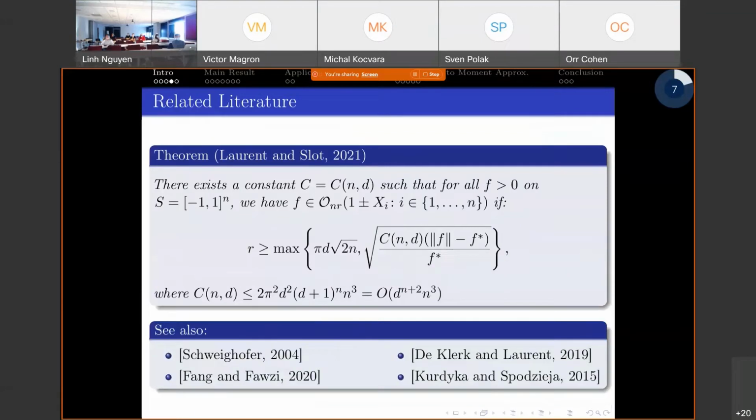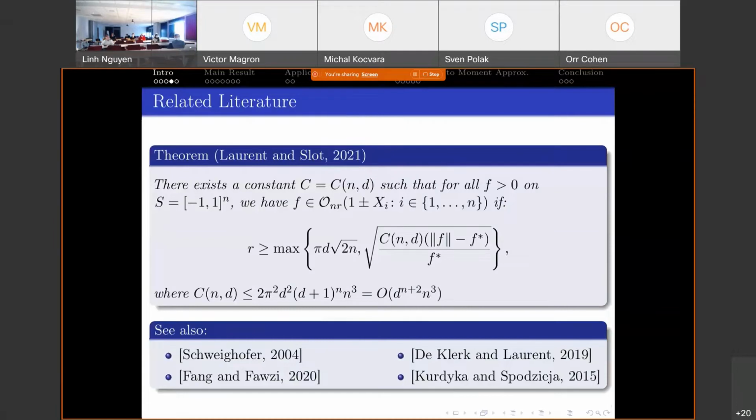Now, some related literature. First, I want to highlight a recent result by Monique and Lucas that deals with the case of the hypercube. And in particular, it is not a version of Putinar's Positivstellensatz, but of Schmüdgen's Positivstellensatz. So we have the preordering and not the quadratic module. We also need to consider the products of the generators.